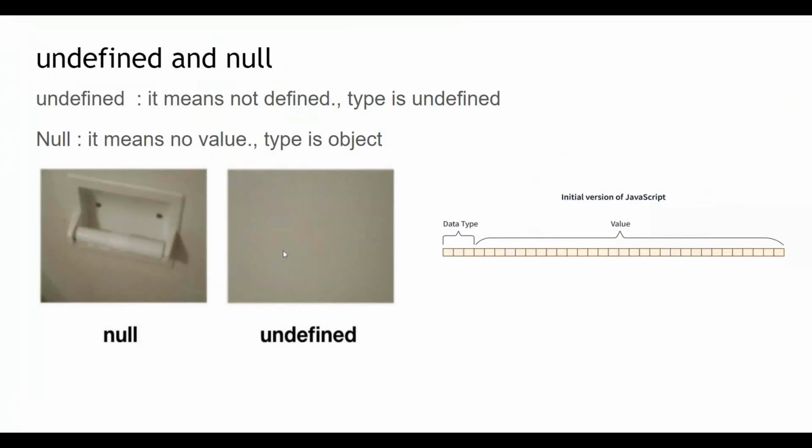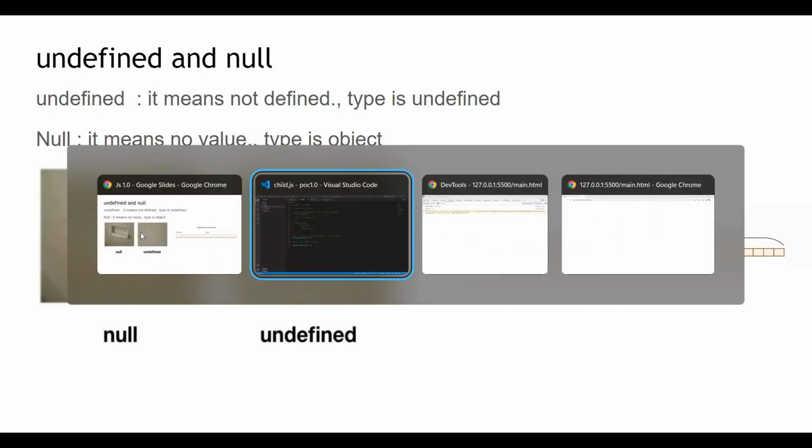So I will explain that also. Here there is a wall with a toilet paper attachment, right? But there is no toilet paper. There is no paper inside this device, right? But some value we have given, we have initialized, right? The variable we have created and we have initialized with some value. But this value is empty, blank. That's why we are calling that null. Null means blank or empty.